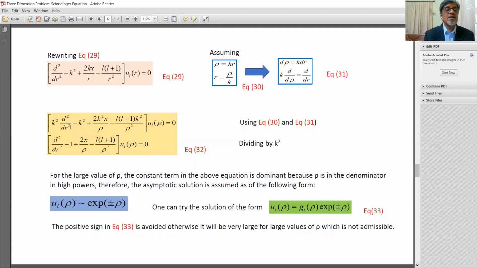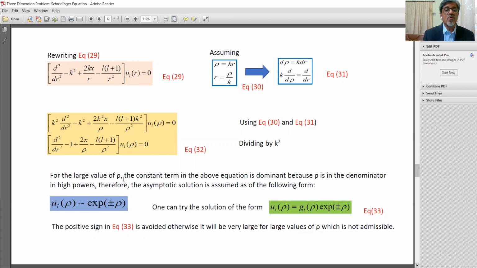So we are putting these equations into equation number 29. So k square d2 by dr square minus k square again plus 2k square x divided by rho and l(l plus 1) k square by rho square, U_l(rho). And we notice that each term was having k square. So k square was taken out and divided. So it is d2 by dr square minus 1 plus 2x divided by rho minus l(l plus 1) divided by rho square, U_l(rho) equal to 0. So here we have used 30 and 31, and in the last step, we have divided by k square.